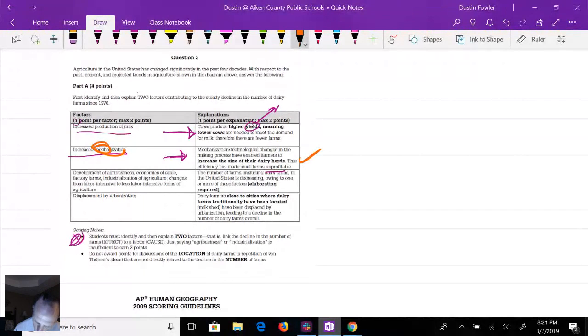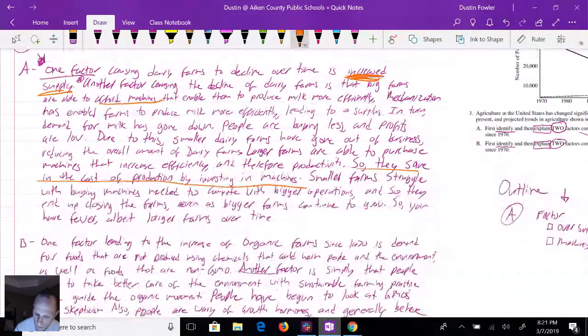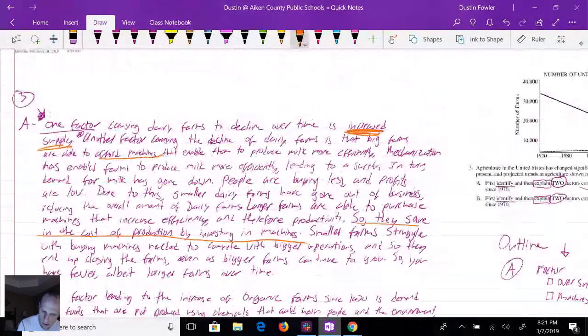In terms of the first one, cows produce higher yields, meaning fewer cows are needed to meet demand for milk. Therefore, there are fewer farms. I don't know if I got the explanation for that, because I don't feel like my response that I put last week went into how the amount of cows are going to affect that. I looked almost immediately at the mechanization. It made sense when I was writing it, but I feel like I missed a portion here. So I'm going to go ahead and say that part A would be 3 out of the 4 points.